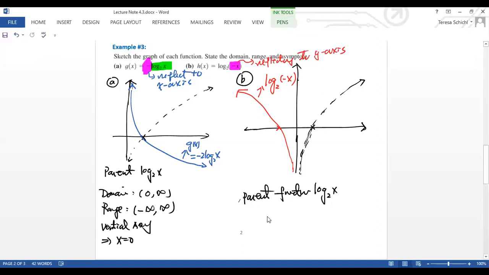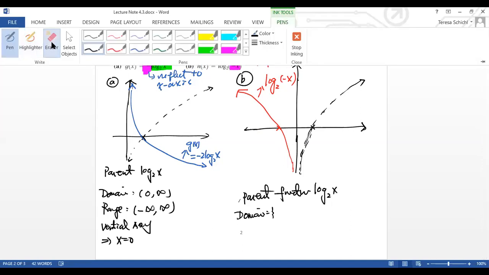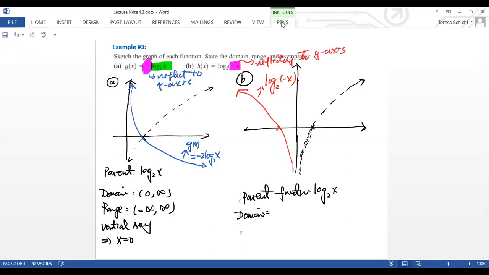Okay, so now let's try to find the domain here. The domain right now will be these red functions, right? So what is my domain here? From 0 to negative infinity, correct? Okay, can I touch 0? No, I cannot touch 0. So it will be negative infinity to 0. So what I have here is parentheses, right? How about the range? I'm sorry, the range here.